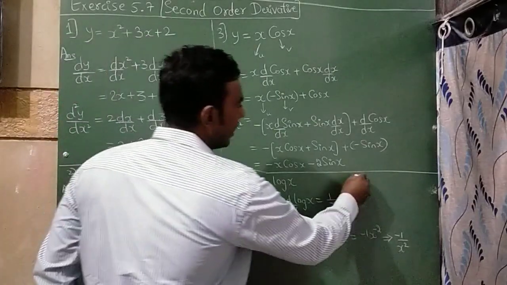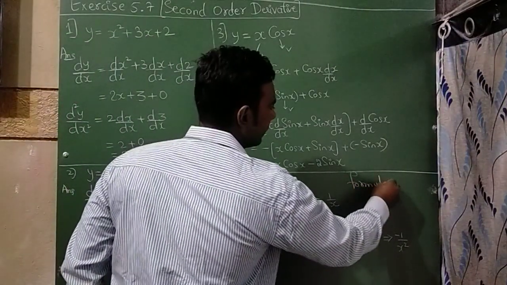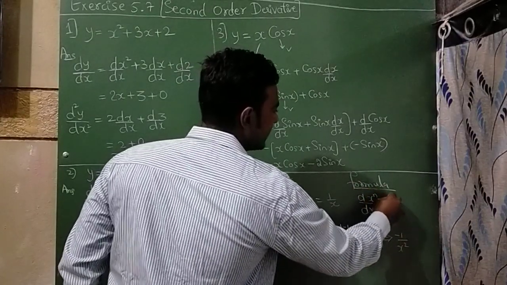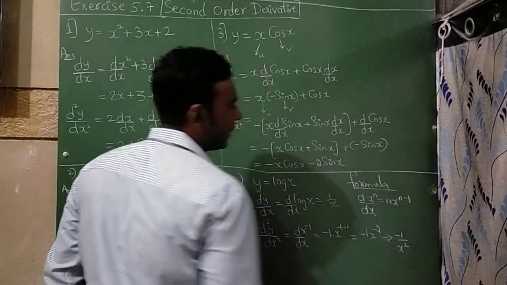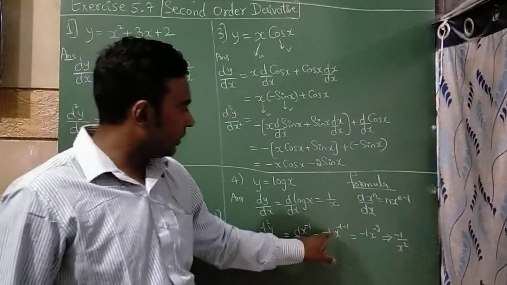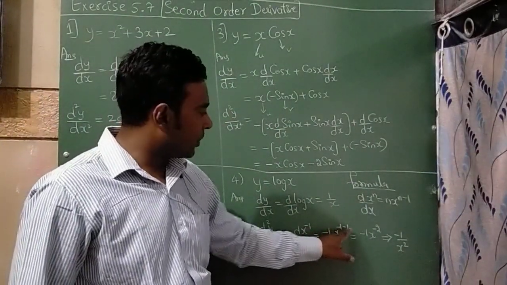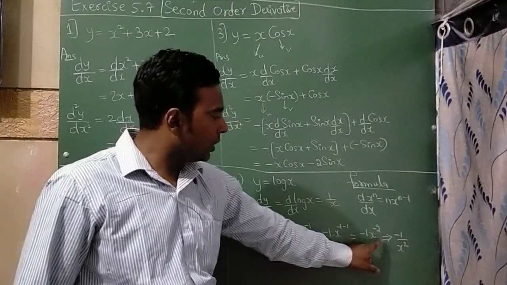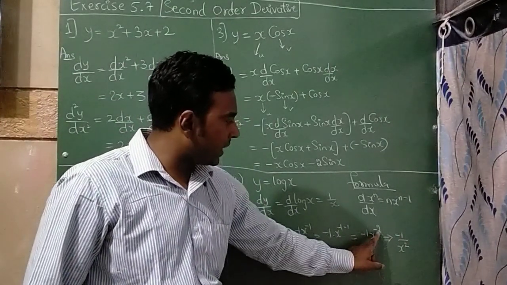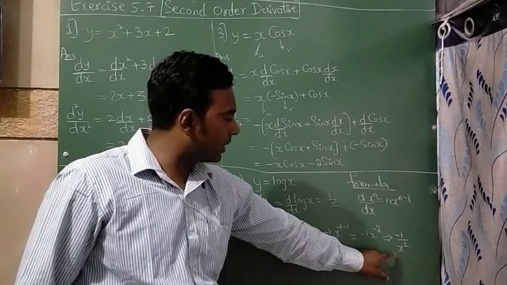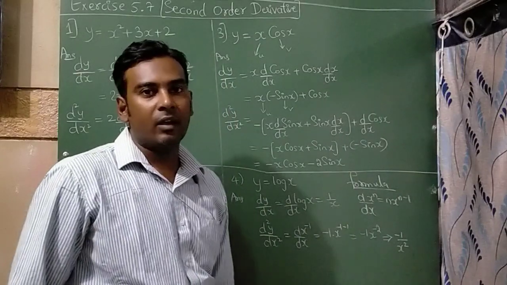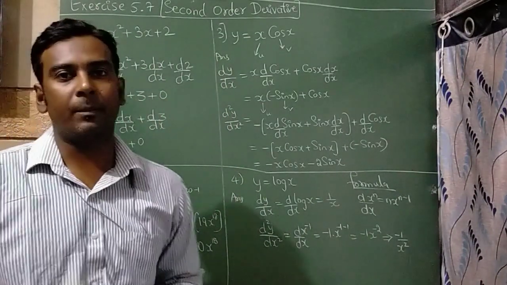So let me write the formula here. Formula is d by dx of x raised to n is n into x raised to n minus 1. So in place of n, it is minus 1. So minus 1 minus 1 will become minus 2, so minus 1 x raised to minus 2. This minus 2 will come in the denominator. So it is minus 1 divided by x square. Okay. Let us move on to the fifth sum.